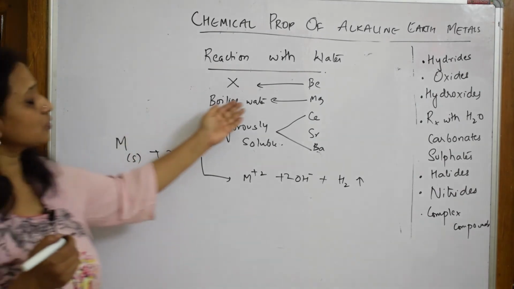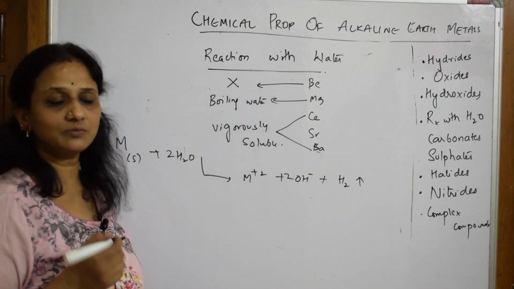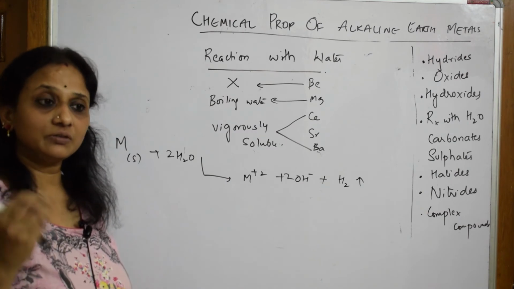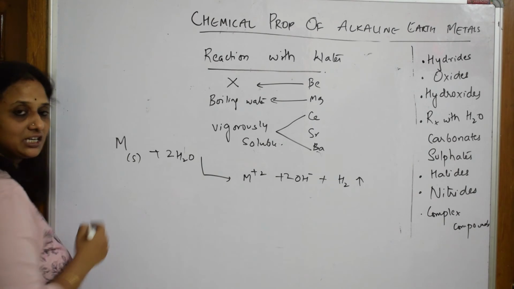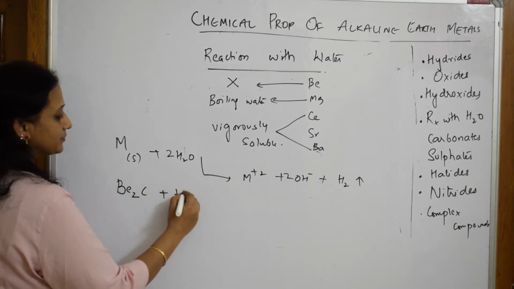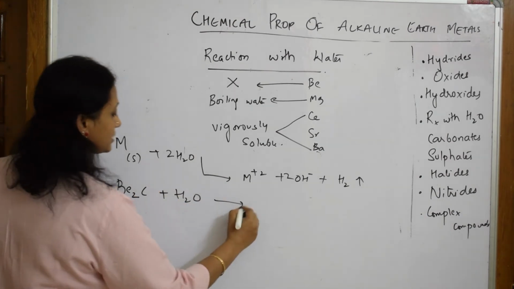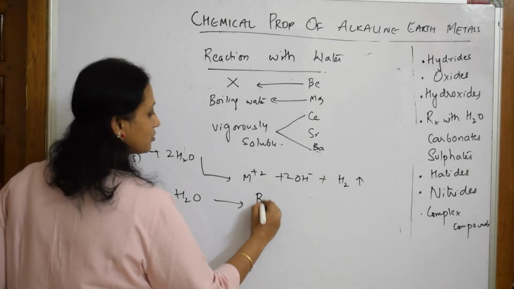Now what should you remember? Suppose I said magnesium is soluble in boiling water, and the others are soluble or vigorously soluble in water. But how will you get beryllium to dissolve in water? Only option is, if you want beryllium to dissolve in water, beryllium carbide reacts with water. Now what is the product formed with this beryllium carbide? When this reacts, first one, beryllium hydroxide.